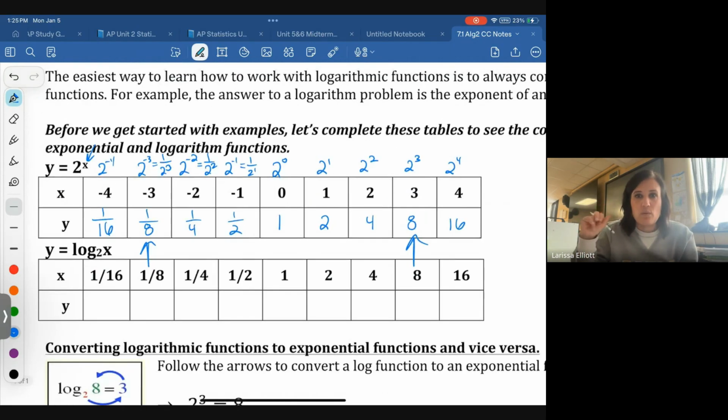Again, we'll get into all that when we get into our graphing in the next lesson. So I don't want to get ahead of myself. All right, now let's look at the table for logarithms.